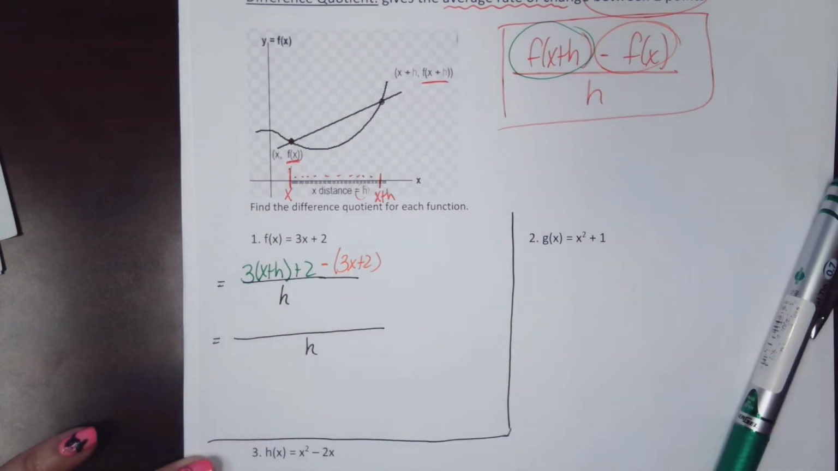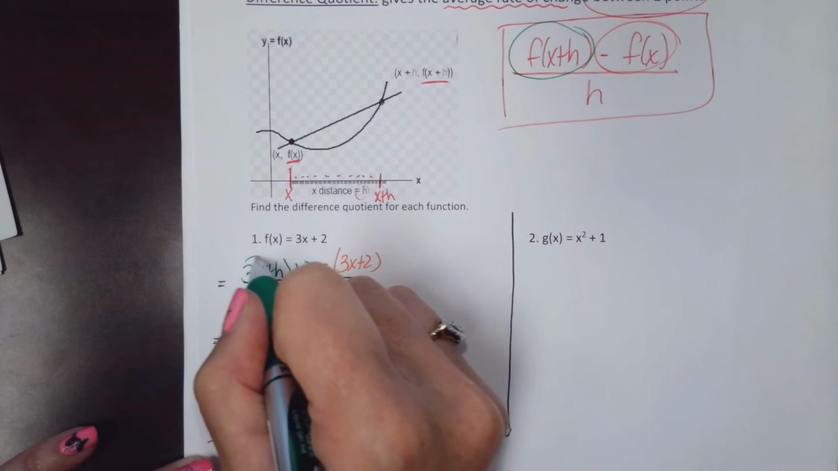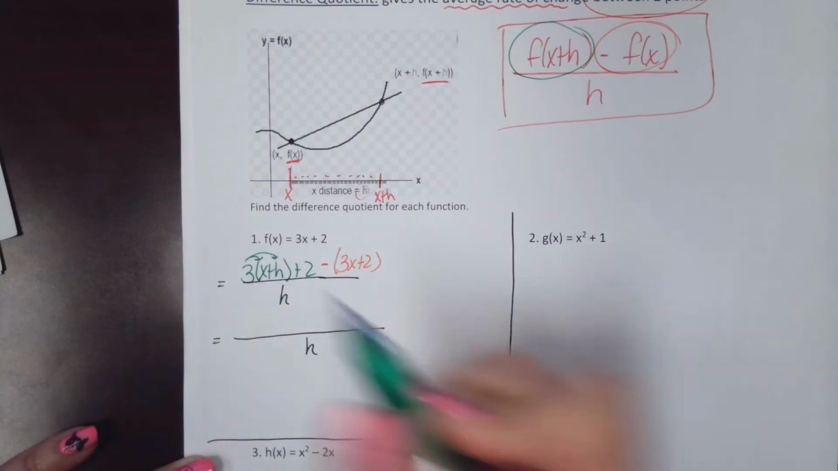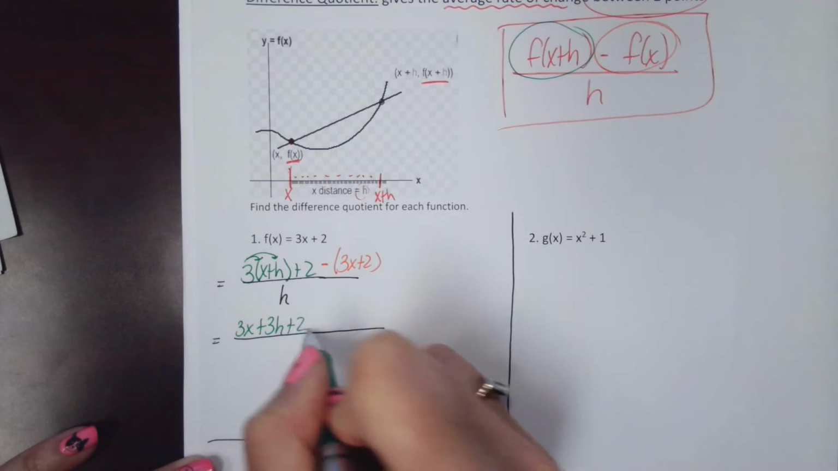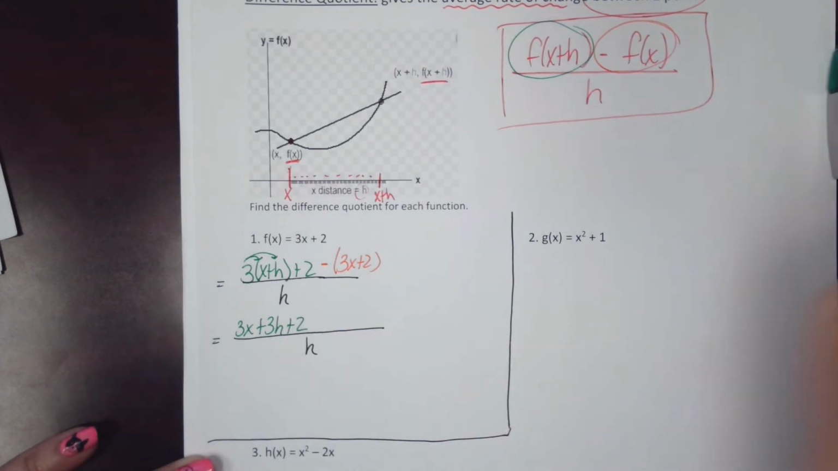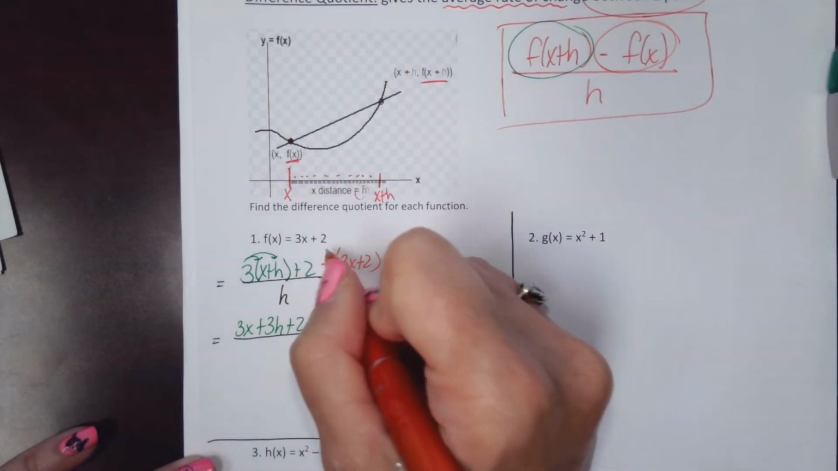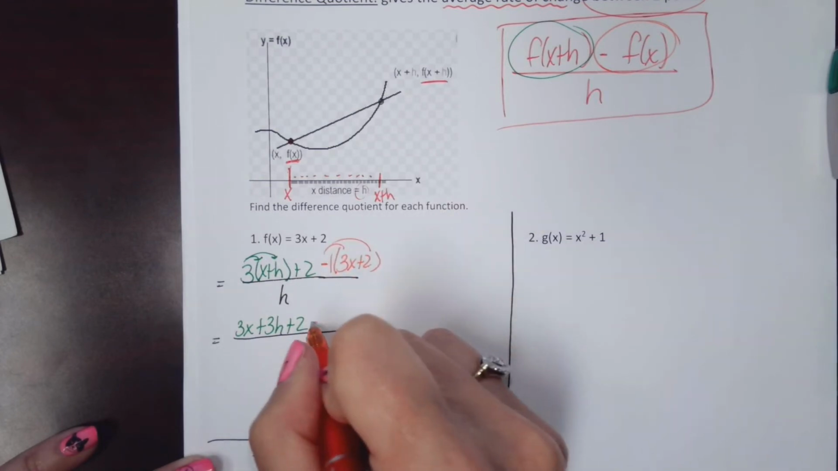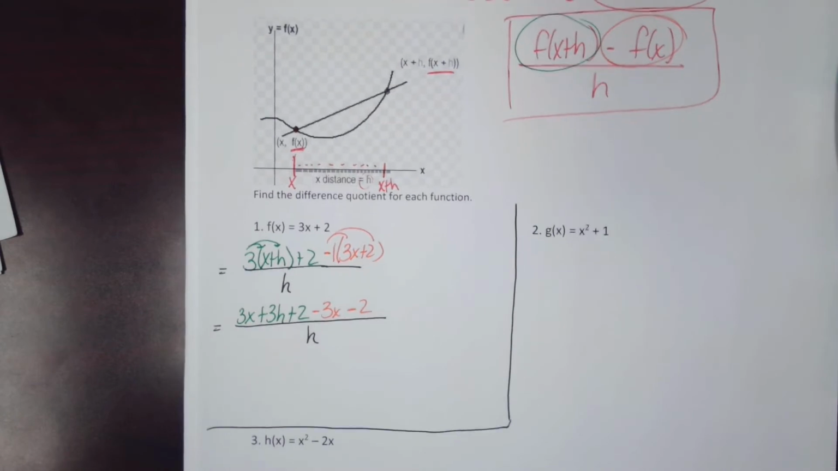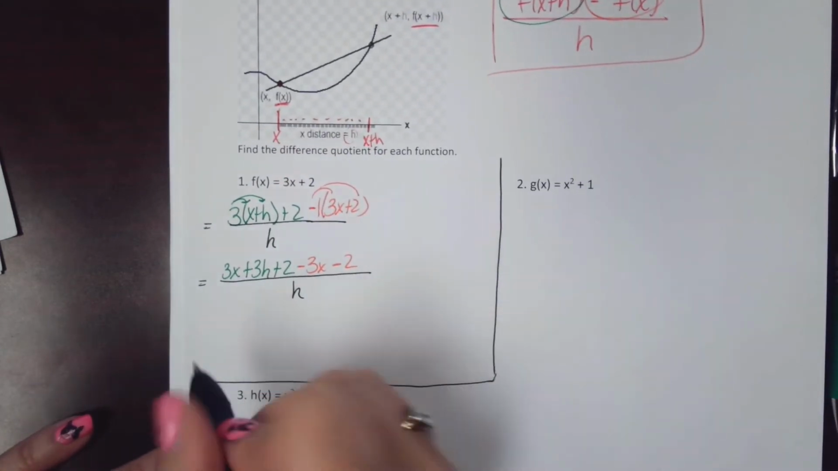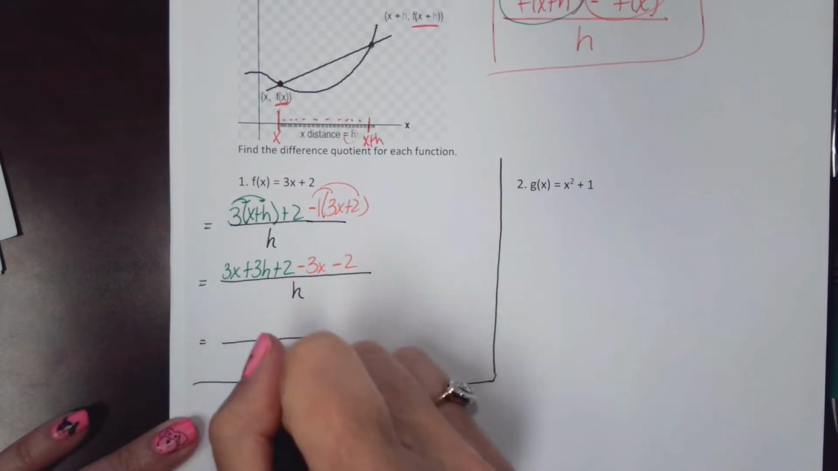Alright, so all over h, this first part, I need to distribute the 3, multiply in the 3, 3x plus 3h, and then I have that plus 2. And then the second part of my numerator, that's like a negative 1 being distributed, so that becomes a negative 3x minus 2. And then I need to clean that up. So my denominator is h.